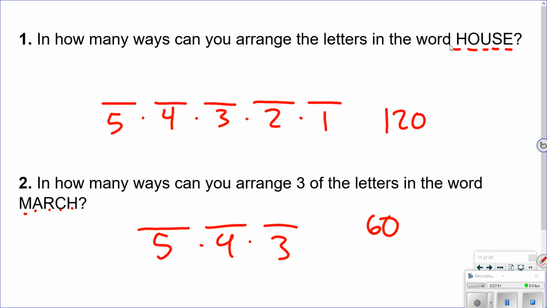So can you imagine trying to write that sample space? You know, M-A-R, M-A-C, M-A-H, and then there would be a total of 60 different ones. We don't want to do this by writing out the sample space. So we want to think through these logically.